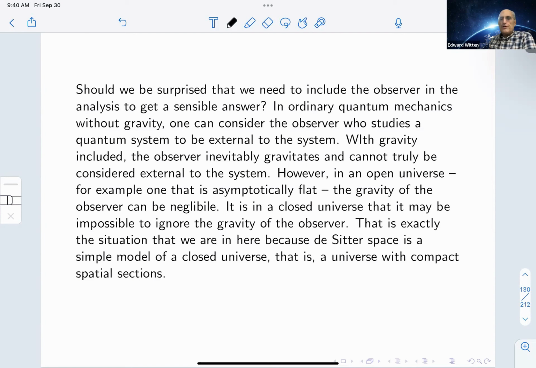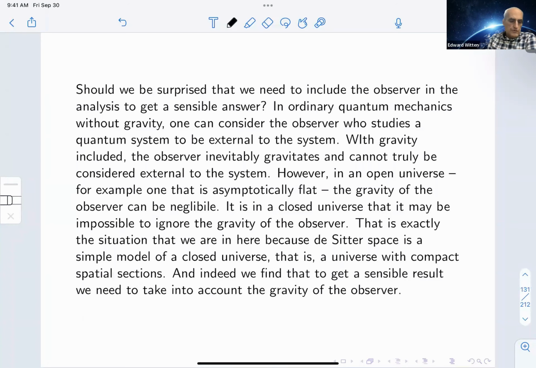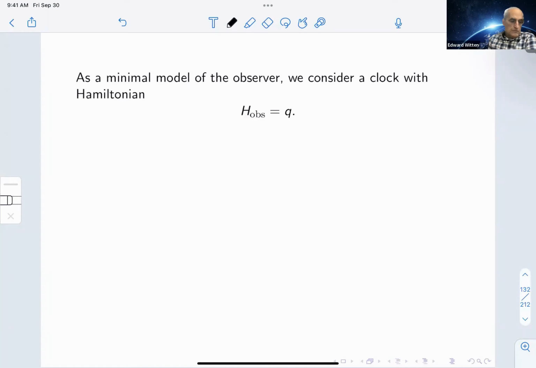That's exactly the situation we're in here, because de Sitter space is a simple model of a closed universe, that is, a universe with compact spatial sections. The fact that de Sitter space is a closed universe is what goes into the fact that we had a problem, that there aren't any operators in the static patch that commute with the constraints. And I think the physical interpretation is that if you want to discuss observers in the static patch, you have to take seriously the observer who's making the observations and include the gravity of that observer. So we'll now include the gravity of the observer and we will get a sensible answer. As a minimal model of the observer, we'll consider a clock with a Hamiltonian that I'll call Q. Or really, let me just say that I will endow the observer with a Hamiltonian.